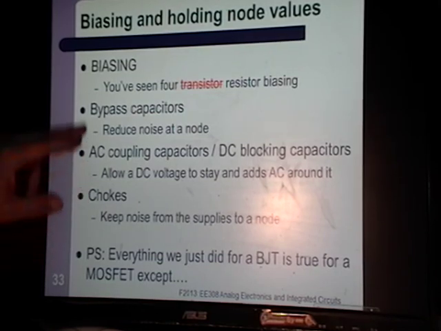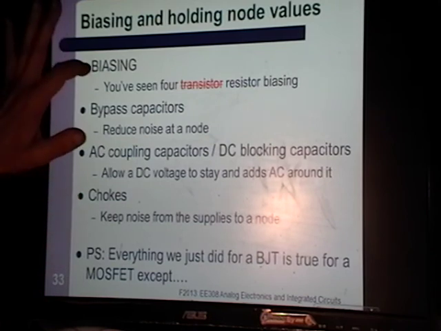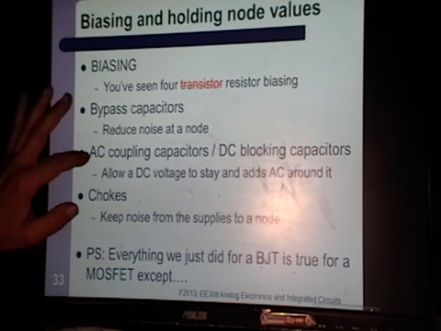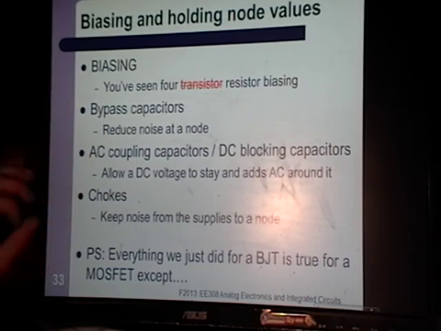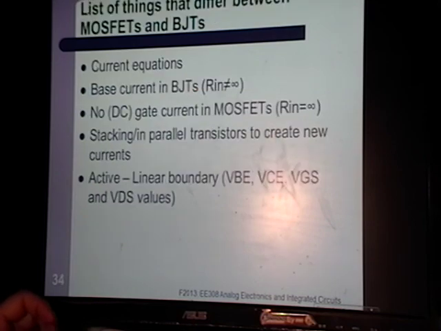Okay, so these are the ideas for this lecture. Biasing, setting a current through a circuit, bypass capacitors to quiet DC nodes, AC coupling caps to let the moving signal through but not the DC, and then chokes, that's your inductor, to protect against noisy supplies. And that's that.